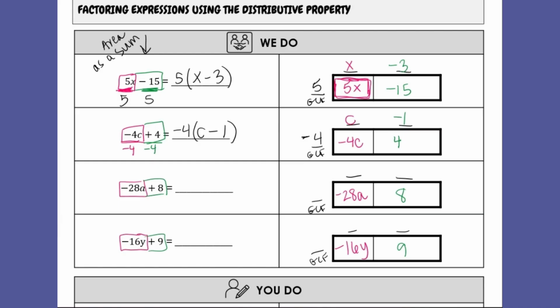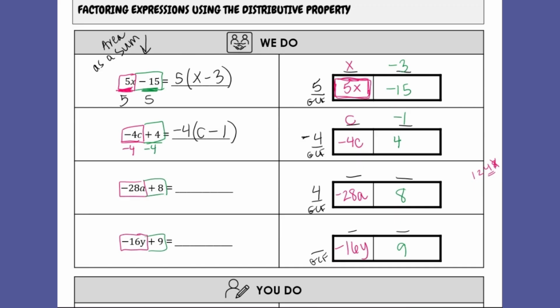Third example, negative 28a, and then my other area is 8. So looking at common factors of 28 and 8. So I might start with 8, right? Maybe I just brainstorm like 1, 2, 4, 8. Okay, 8 doesn't go into 28, but 4 does. So any way you want to think about the greatest common factor, if you need to list them, just kind of off to the side, whatever helps.